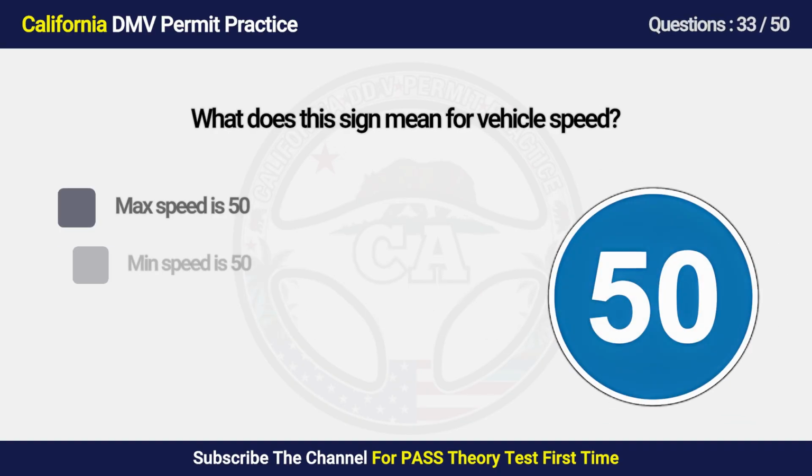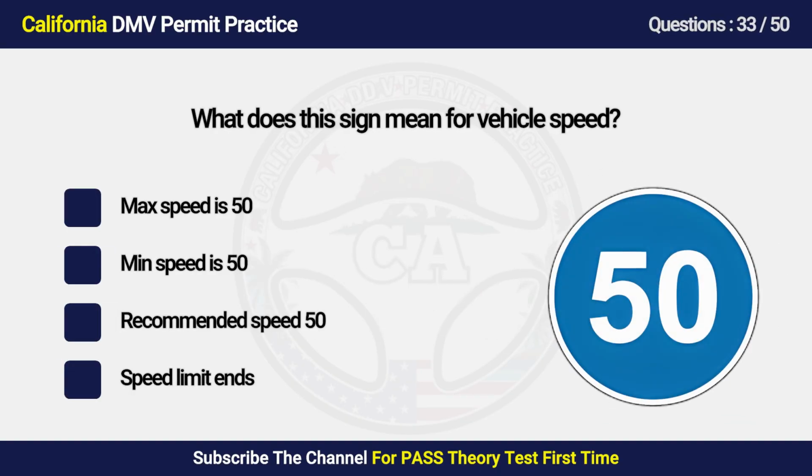Question 33. What does this sign mean for vehicle speed? A. Max speed is 50, B. Min speed is 50, C. Recommended speed 50, D. Speed limit ends.